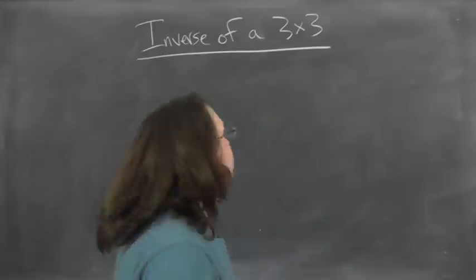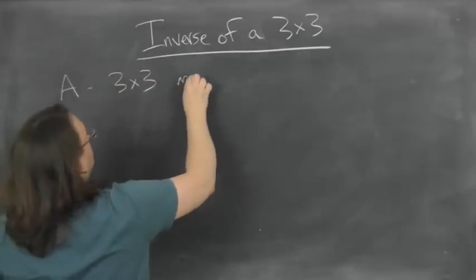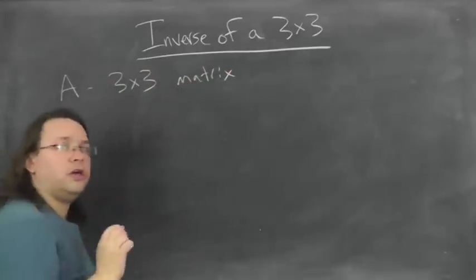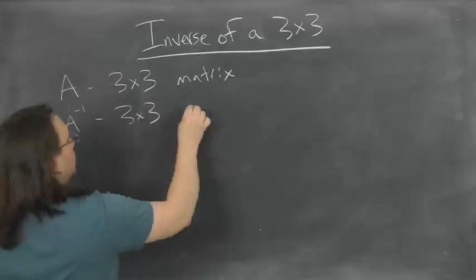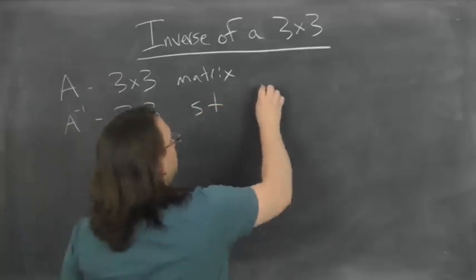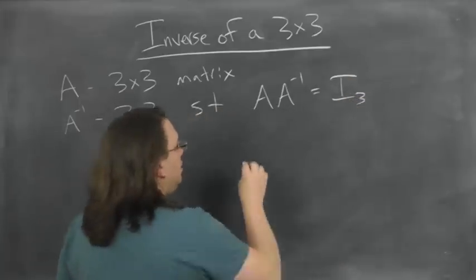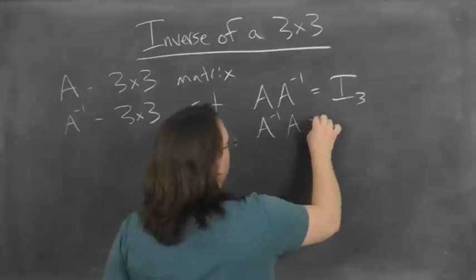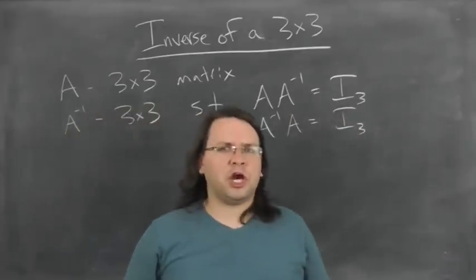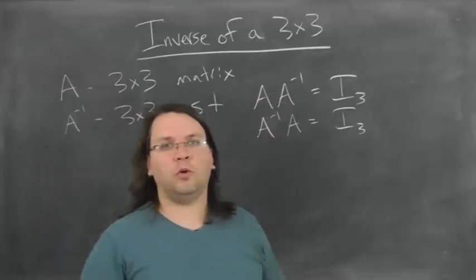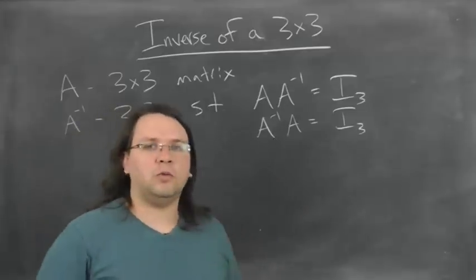So what are we trying to do? We've got A, which in our case is going to be a 3 by 3 matrix, and we're looking for another 3 by 3 matrix, A inverse, such that A times A inverse is equal to the 3 by 3 identity matrix, and A inverse times A is also equal to the 3 by 3 identity matrix. We only have to check one of these two equations, as I mentioned before, and I think in this video we perhaps only check the second one.